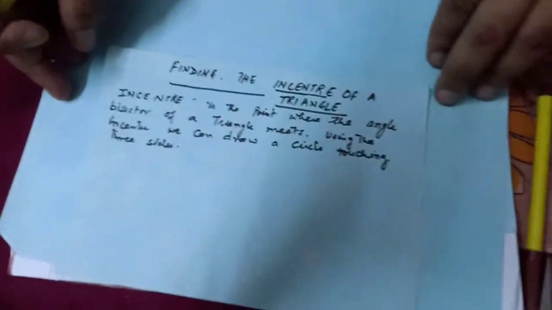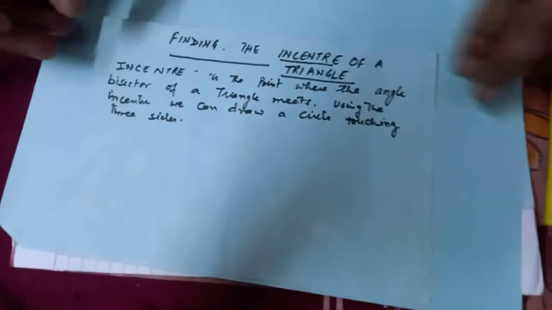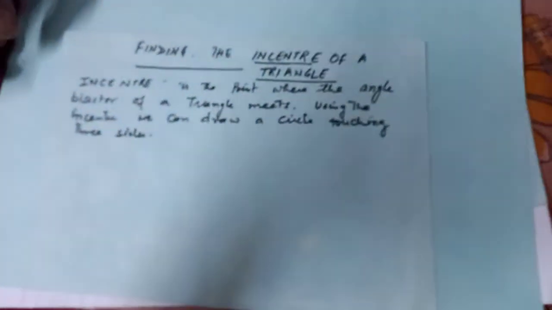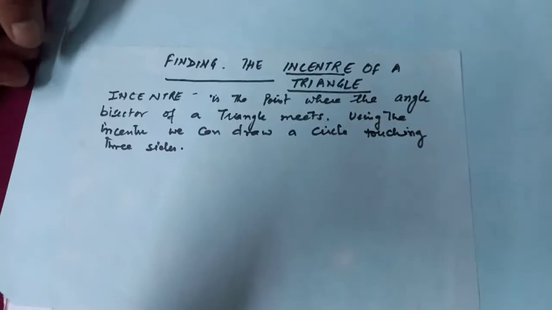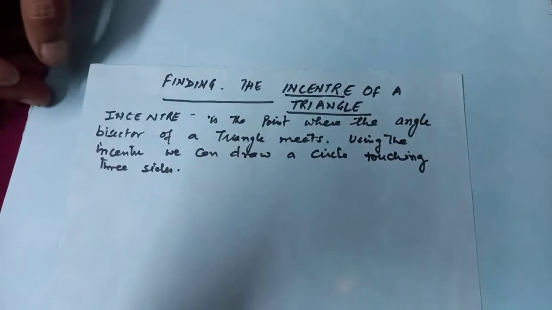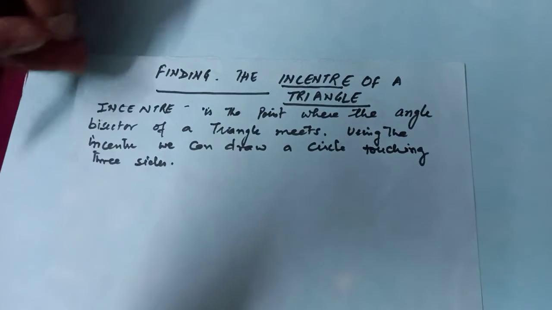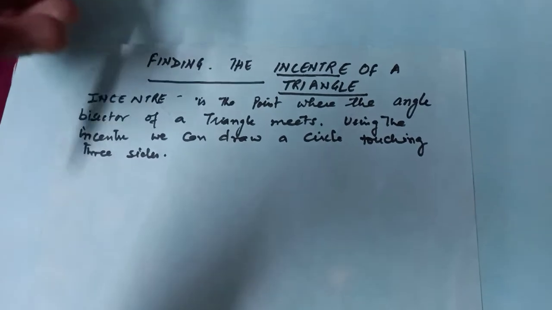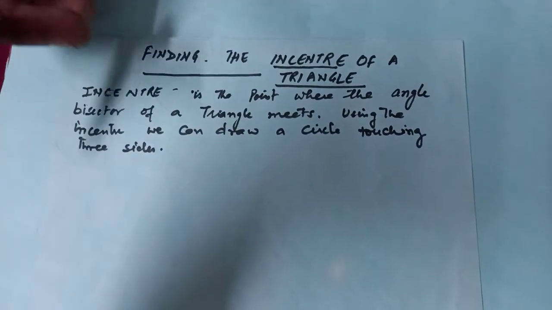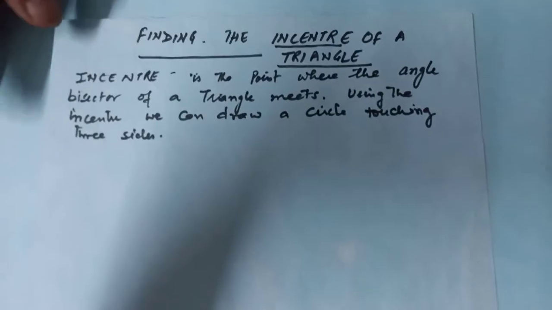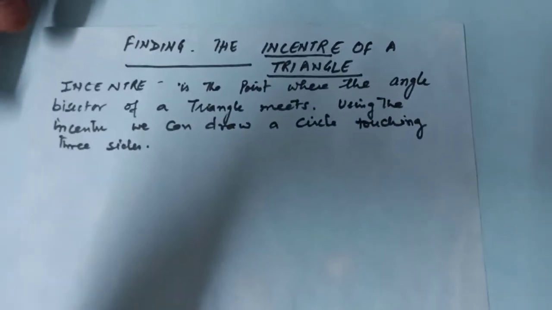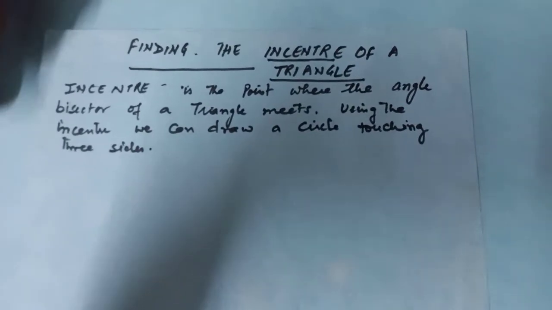Hello, now we are doing one more activity here to find the incenter of a triangle. You know, there are four centers: the incenter, circumcenter, centroid, and the other one is the orthocenter. So one is the incenter.